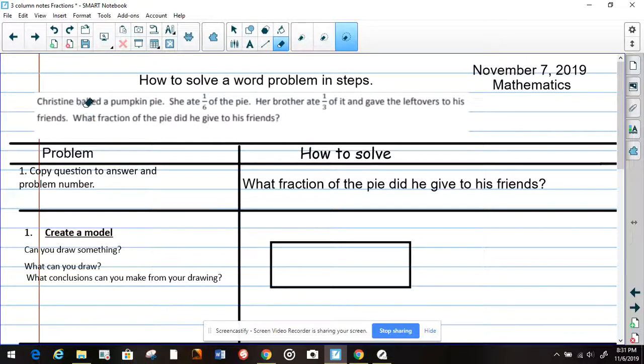And so it says Christine baked a pumpkin pie. So notice that this piece of information says that it was only one pie. She ate 1/6 of the pie. Okay, so she ate one part of it. And her brother ate 1/3. So the brother ate another part. So that's two parts. And gave the leftovers to his friends. So that's the third part. So how do I know? Because they're leftovers. So what that allows me to think about is the pie has to be divided in three parts. So there's part one and part two.